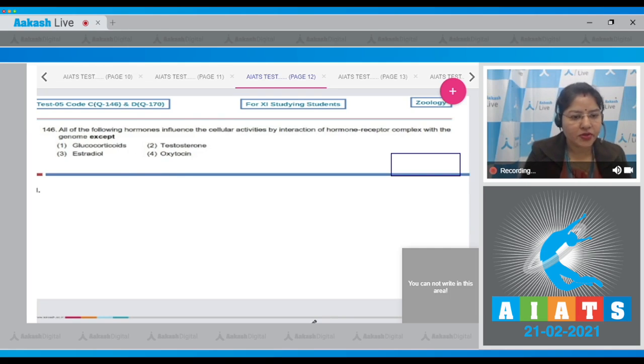Let's see the options. Option number 1, glucocorticoids. Option 2, testosterone. Option 3, estradiol. And option 4, oxytocin. Glucocorticoids, testosterone, and estradiol are steroid hormones, and steroid hormones are lipid soluble.